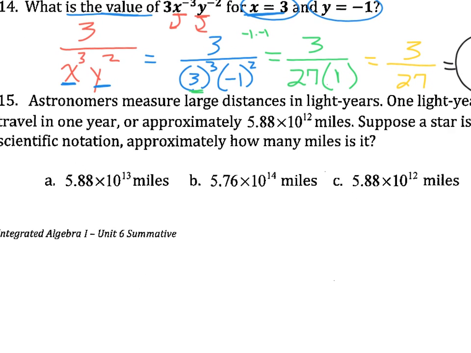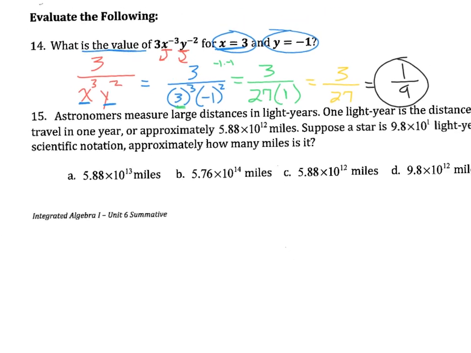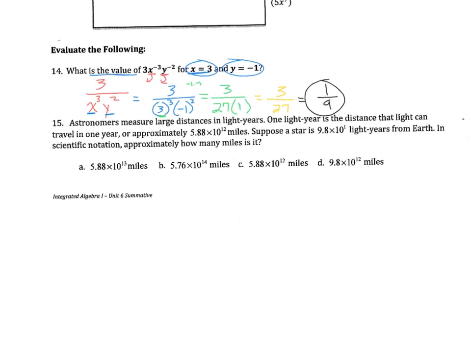15. Astronomers measure large distances in light years. 1 light year is the distance that light can travel in 1 year. Approximately 5.88 times 10 to the 12th miles. Suppose a star is 9.8 times 10 to the 1 light years from Earth. In scientific notation, approximately how many miles is it?